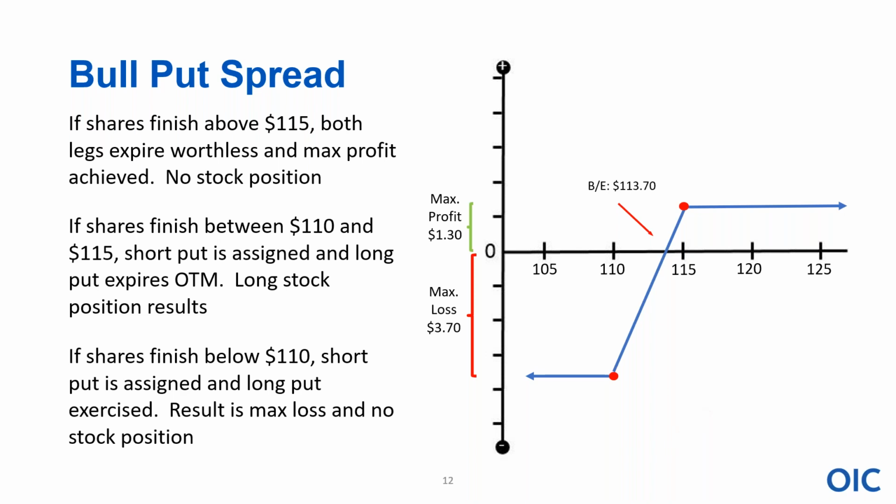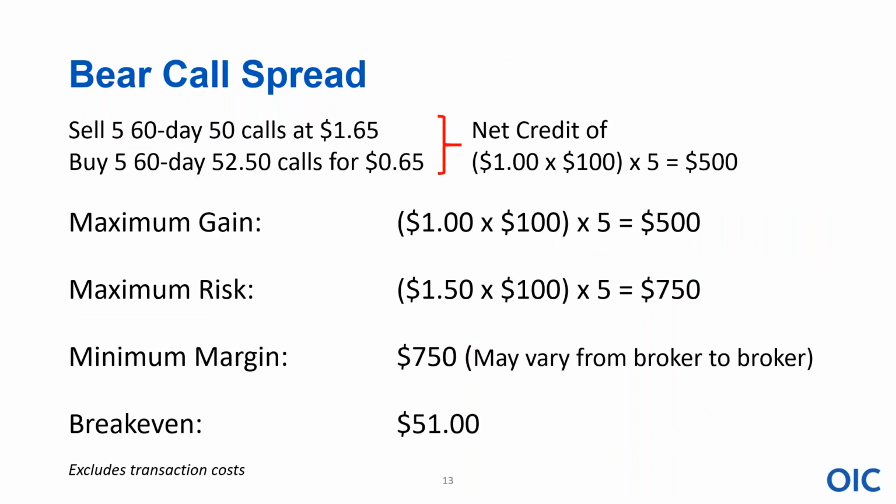And those are the verticals on the put side. So let's look at the bear side. Same similarities, but I'll make some different comparisons here. Bear call spread, selling 5 of the 50 calls and buying 5 of the 52 and a half calls. We're doing this for a net total credit of $500, and that's selling 5 of them. That's $1 credit times 100 times 5.